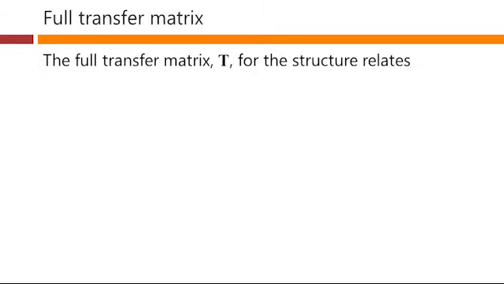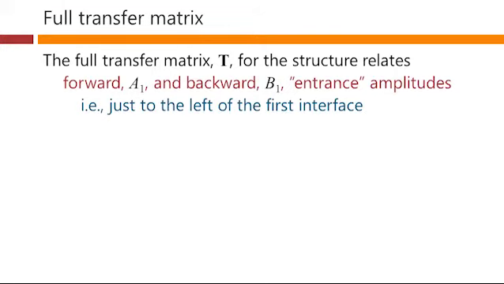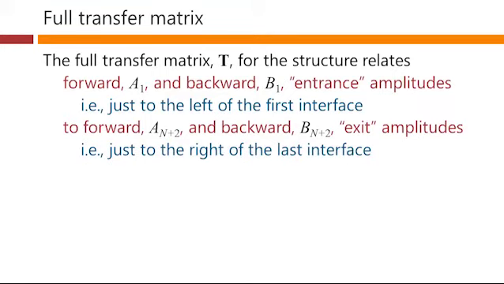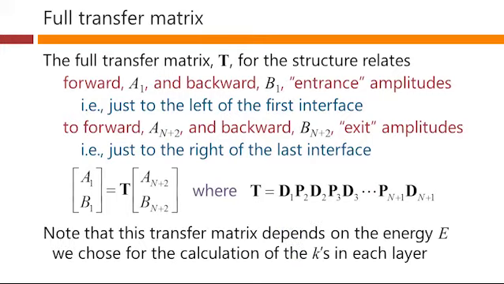So we can construct a full transfer matrix T for the structure that relates the forward and backward amplitudes at the entrance layer, just inside the entrance layer on the left, just to the left of the first interface, to the forward and backward exit amplitudes that are just to the right of the last interface. And that transfer matrix would be some matrix here. And that transfer matrix is simply the product of all of these various boundary condition and propagation matrices all the way through the structure. We'll look at that in more detail.